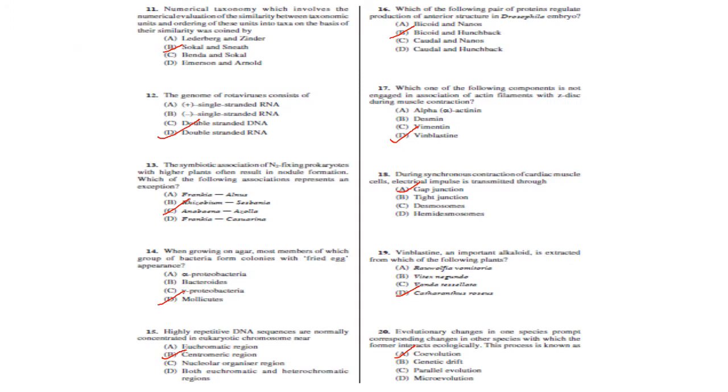Then next one. Numerical taxonomy, which involves the numerical evaluation of the similarity between taxonomic units and ordering of these units into taxa on the basis of their similarity, was coined by Sokal and Sneath. Answer is option B. The genome of rotavirus consists of double-stranded RNA.